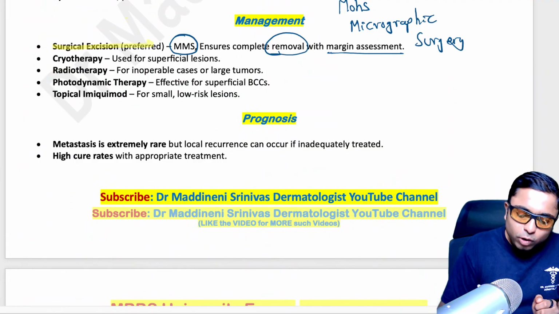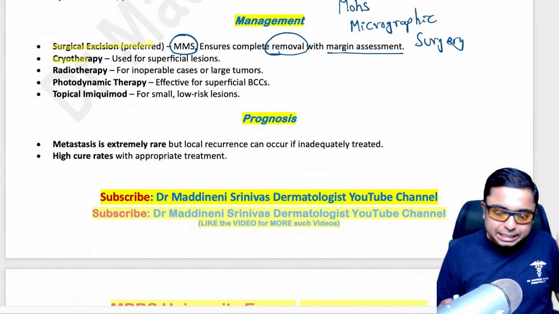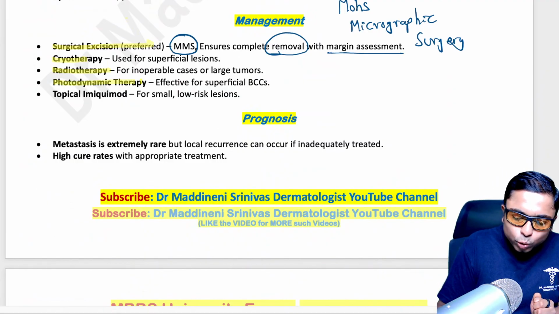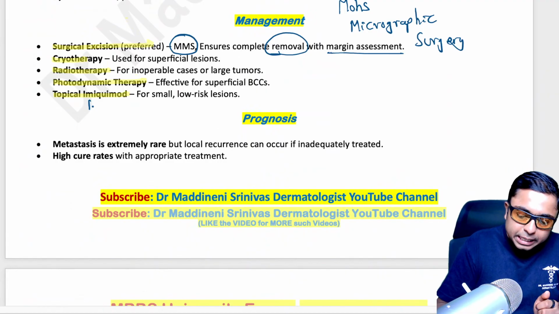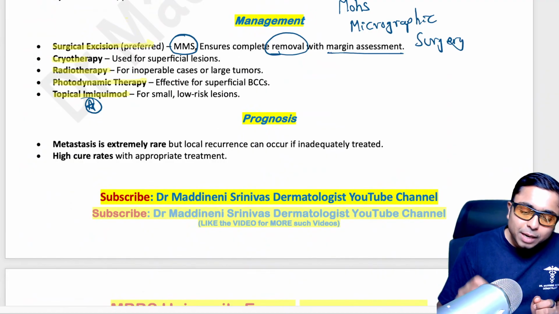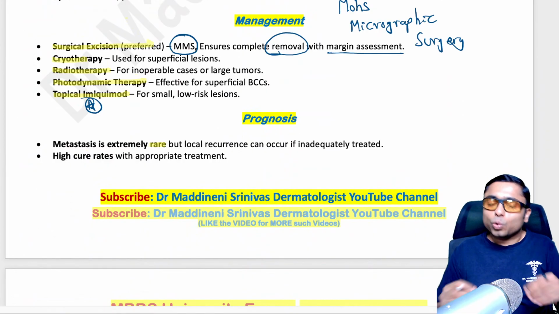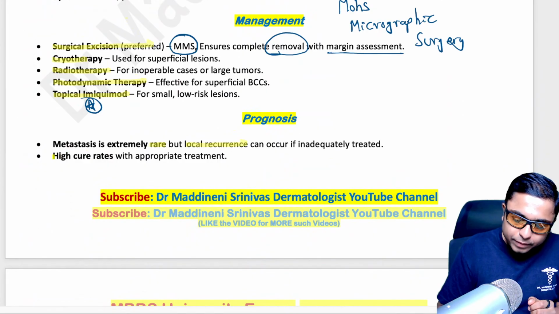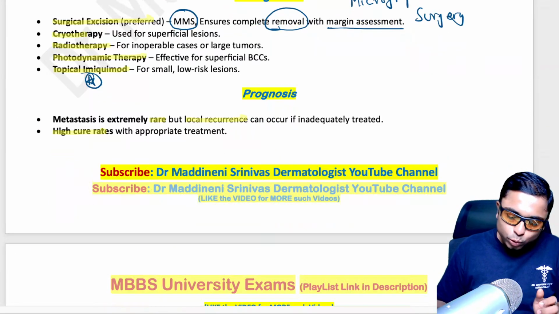And also just remember what are the other therapies. Cryotherapy using liquid nitrogen at minus 196 degrees Celsius. Radiotherapy is also used in some patients. Photodynamic therapy and also topical imiquimod. So this is the topical agent which is available for the treatment of basal cell carcinoma. Remember this. And coming to the prognosis, I have told you already, metastasis is very, very rare. So local recurrence is the only big headache which the patients might be having. High cure rates with appropriate treatment are very likely.